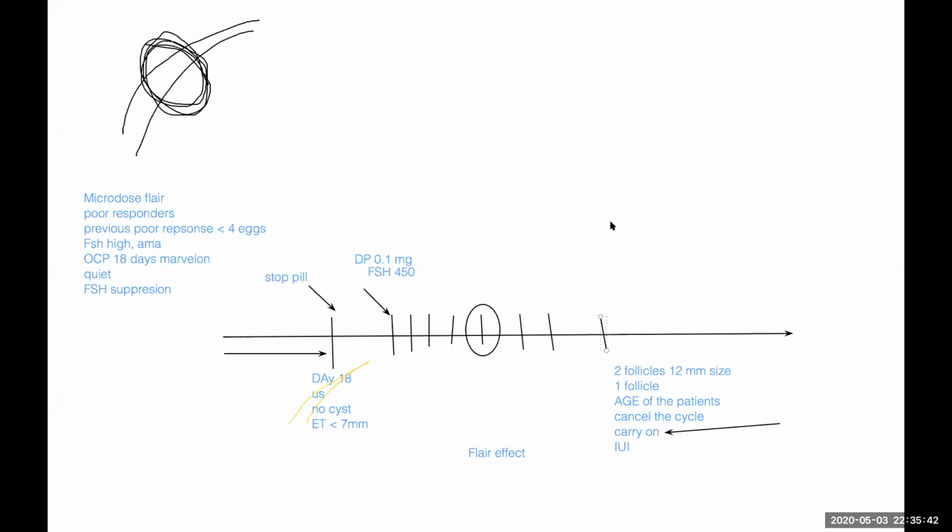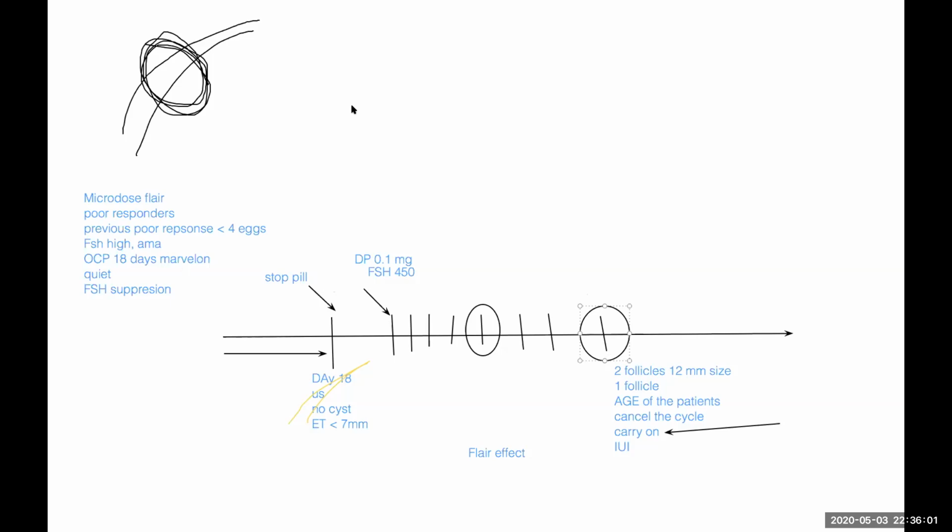Okay, this is microdose flare. You always use a GnRH agonist, and you start it from the start of stimulation, day 2, to try to benefit from the flare effect. So another brilliant group came and said, okay, we did the ovum pickup here, okay?